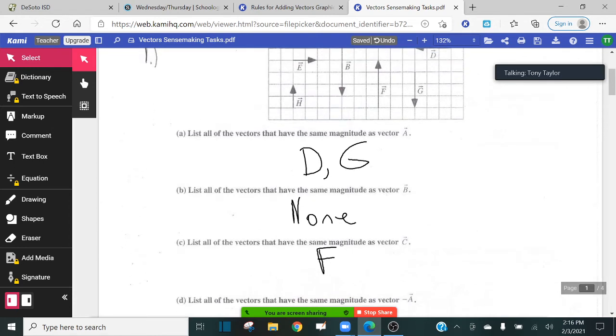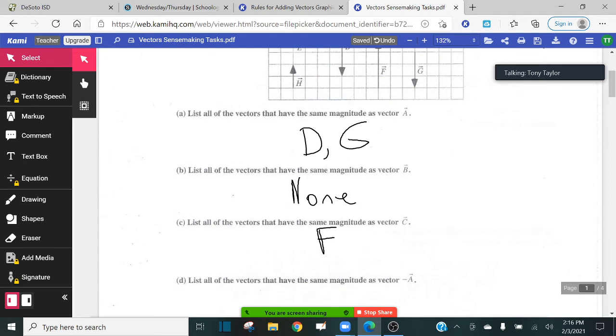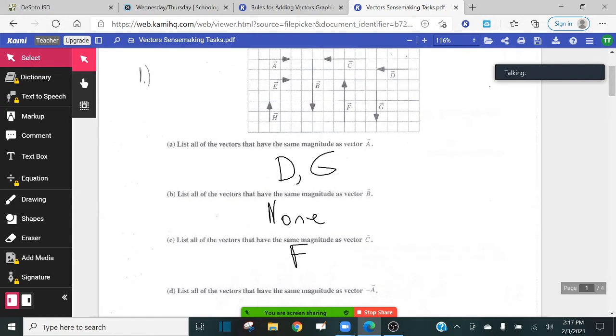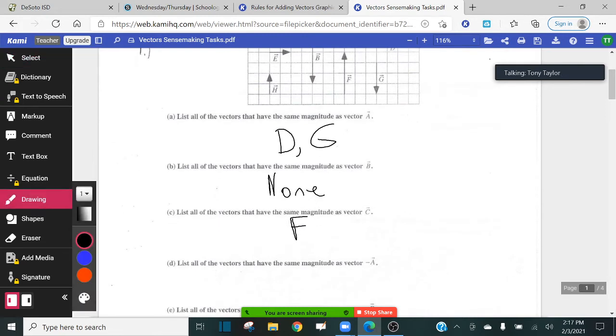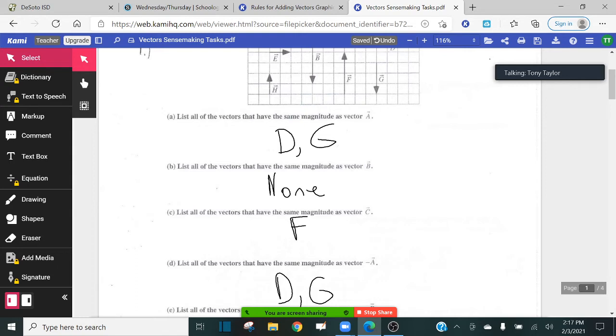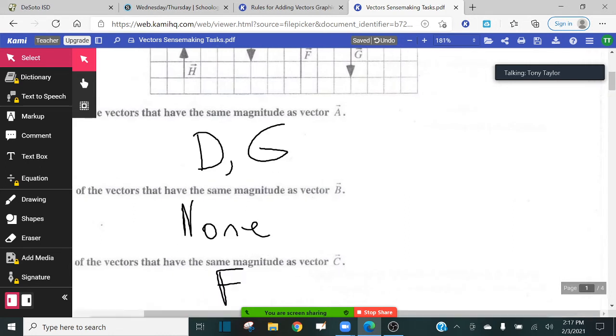1D says list all the vectors that have the same magnitude as vector negative A. Well, guys, remember what the negative tells you. Negative D and negative G. Well, you just want to put D and G, because remember, the negative just tells you your direction. As far as magnitude, as far as the vectors that have the same length, you just want to put D and G. In other words, the answer is the same as in here.